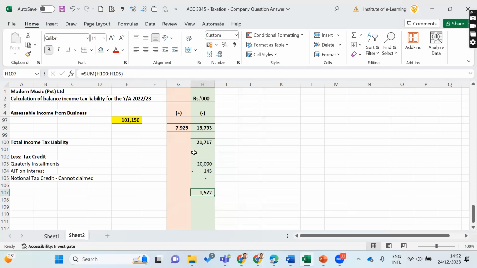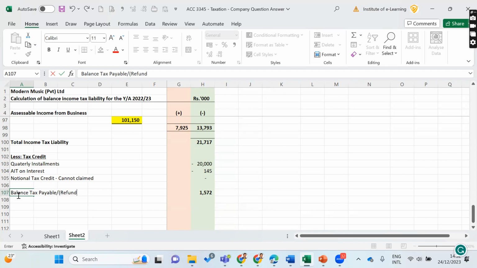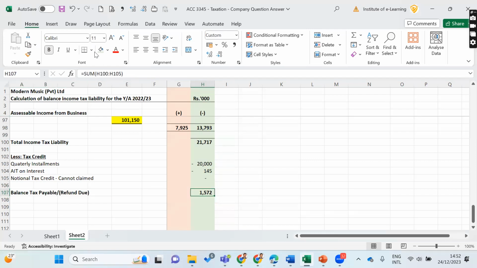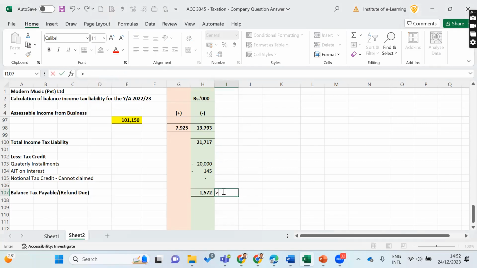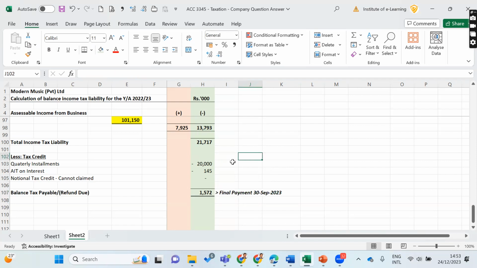Then balance tax payable would be 1,572, right? Here we call it balance tax payable or refund due. Here anyway, it's a payable. You need to pay this on or before 30th September 2023. Anyway, it's already delayed, right? Final payment after the quarterly payment: you need to pay the final payment by 30th September 2023, right? Final payment date. This is the entire snapshot of the income tax computation of a resident company, right? Hope this is clear to everyone, all right?